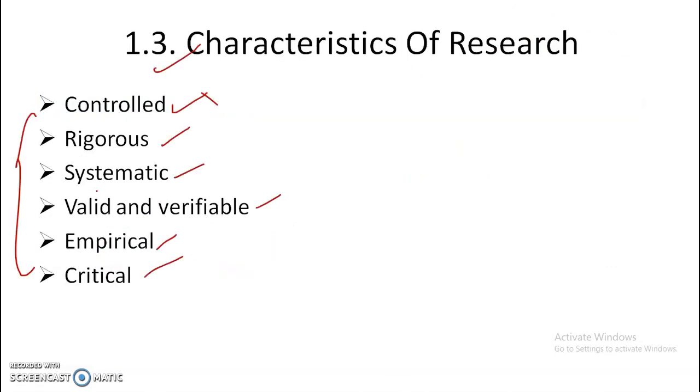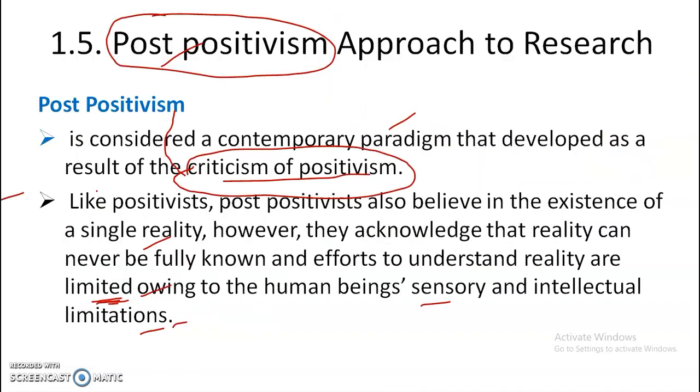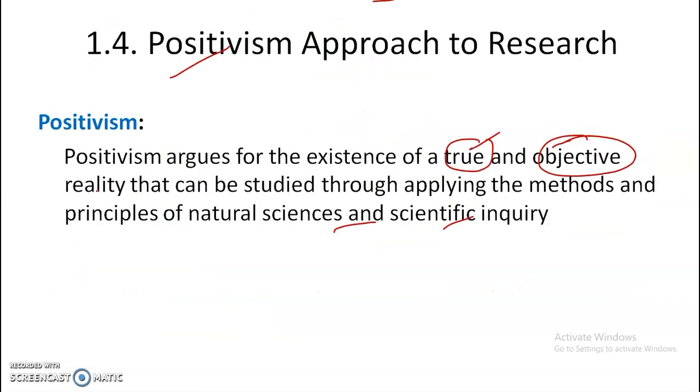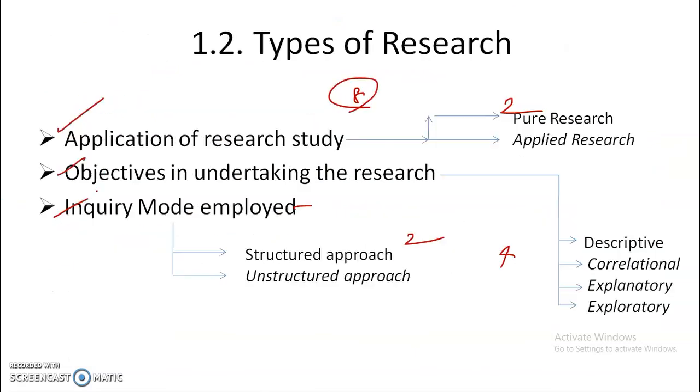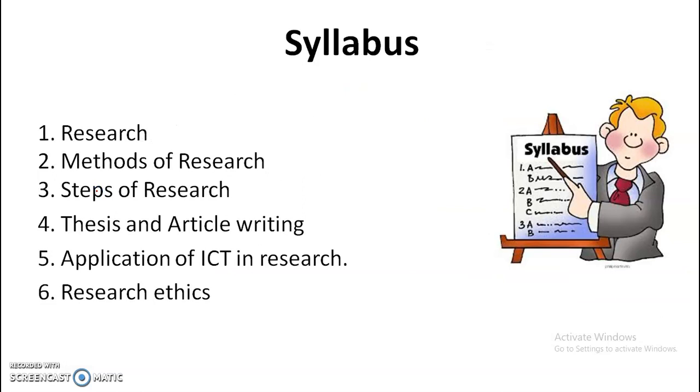And coming to the characteristics of research: controlled, rigorous, systematic, valid and verifiable, empirical and critical, and the positivism approach and the post-positivism approach. So in the next video, I am going to record the second topic, that is the methods of research.